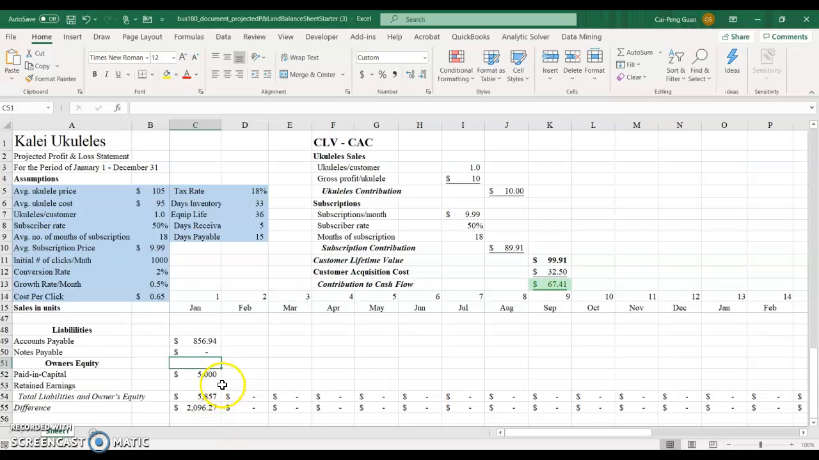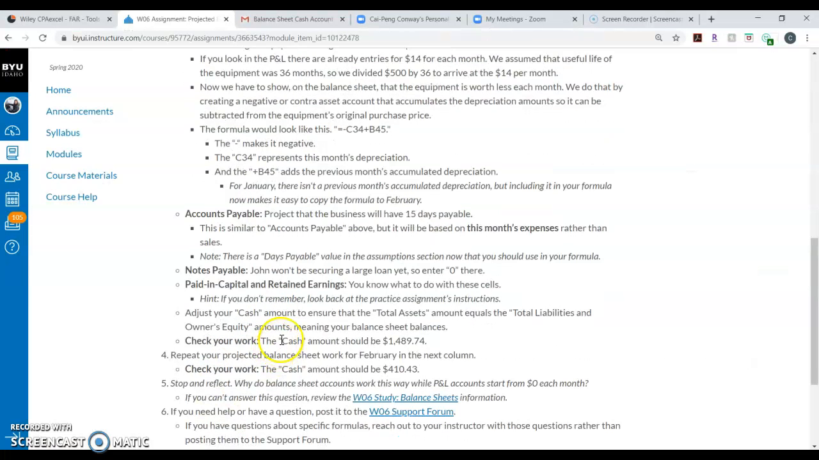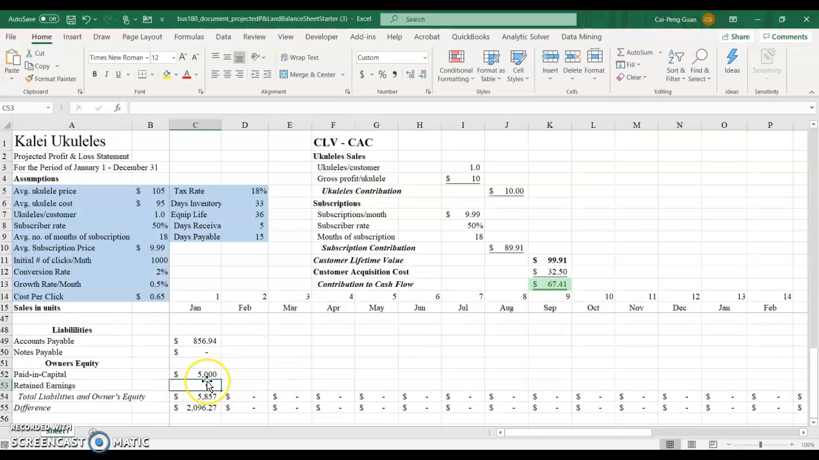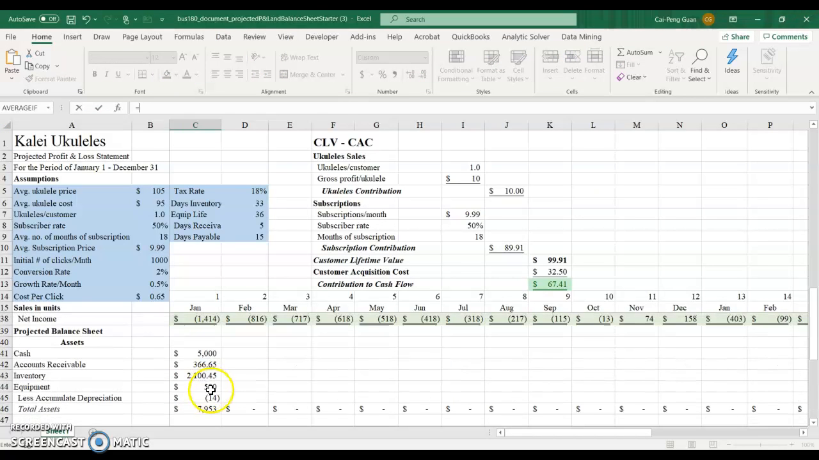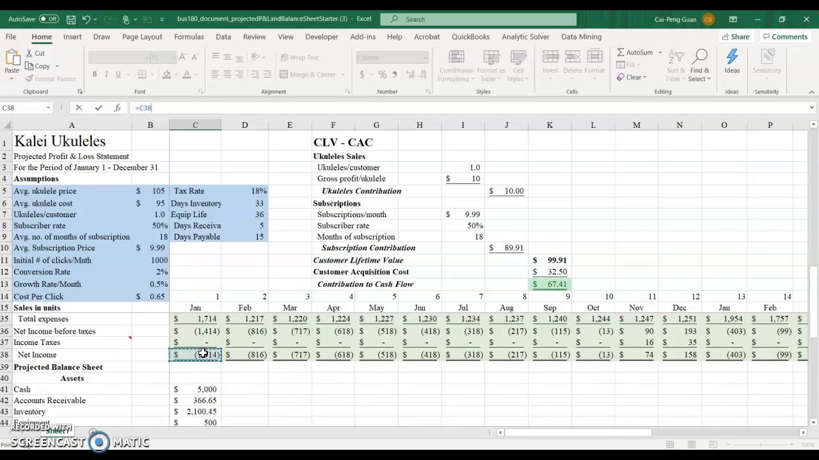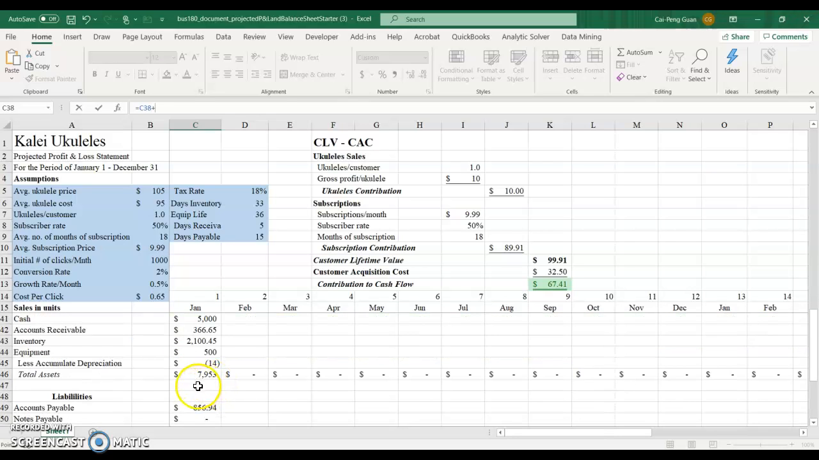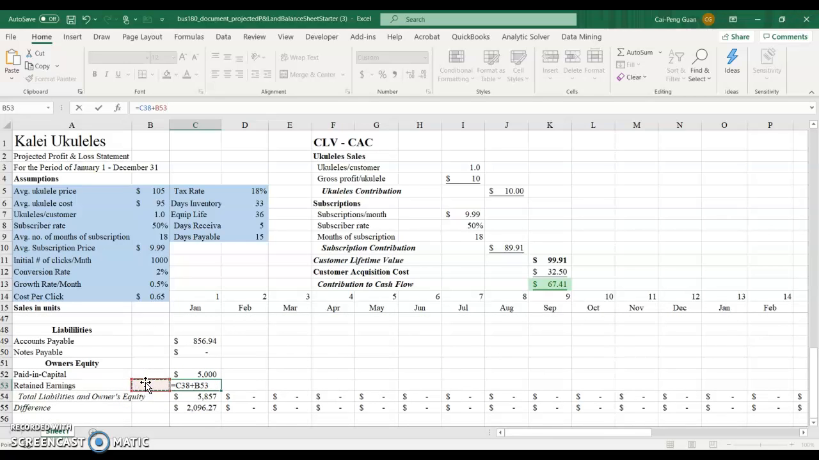we're still kind of off. And the reason that we're off is, I'm so sorry, I messed it up during our appointment earlier. We are supposed to fix it from the retained earnings. It says you know what to do with these cells, and refer to the practice assignment's instructions. So what we're really going to do in this case is use this month's net income, in this case net loss, and add it to our previous month's retained earnings. Because this is the first month of the business, the retained earnings from the previous month is 0.